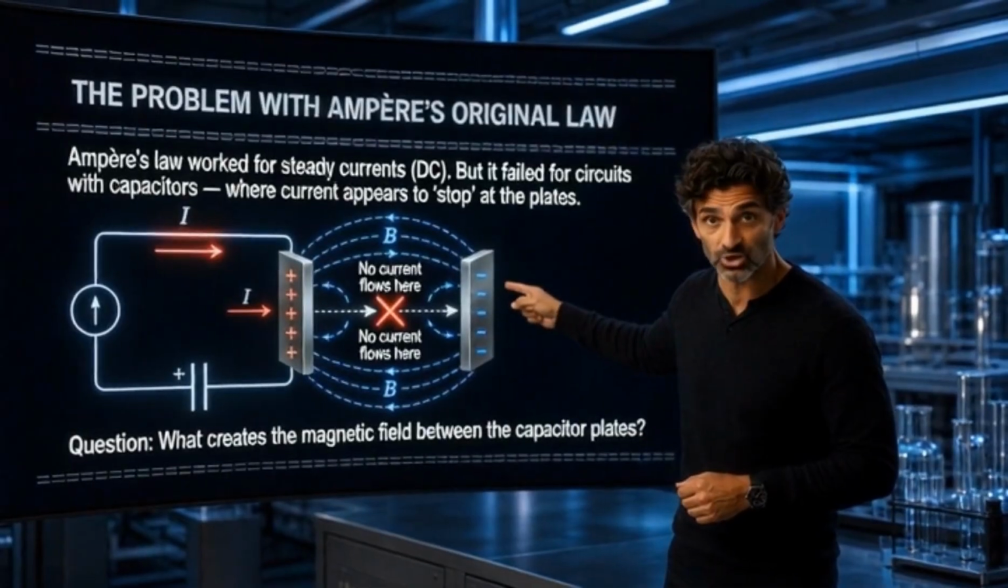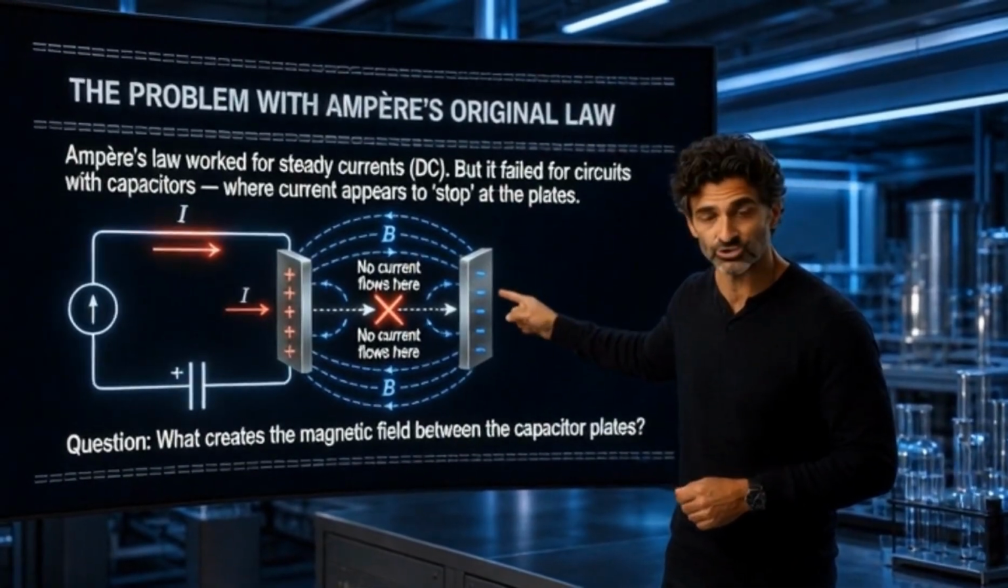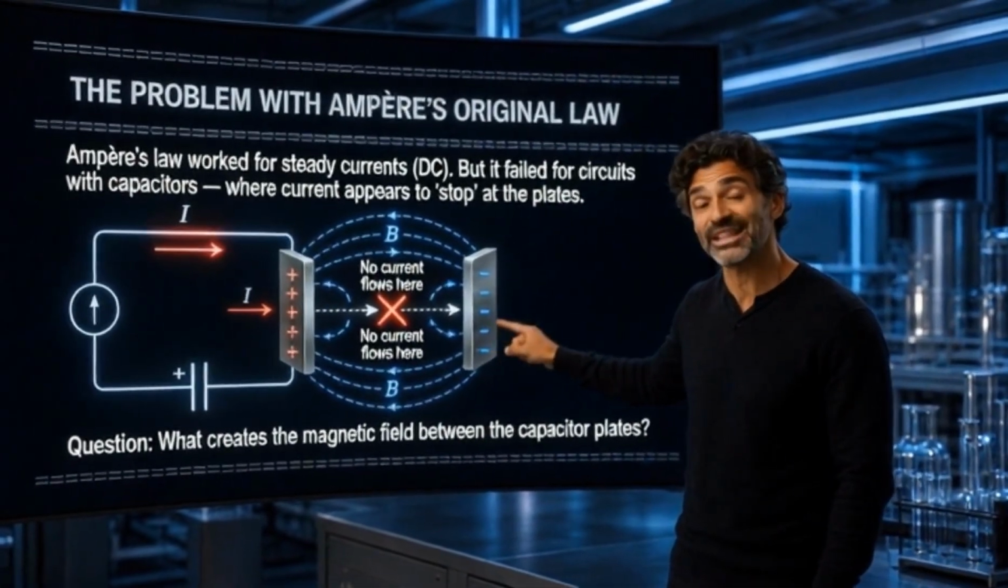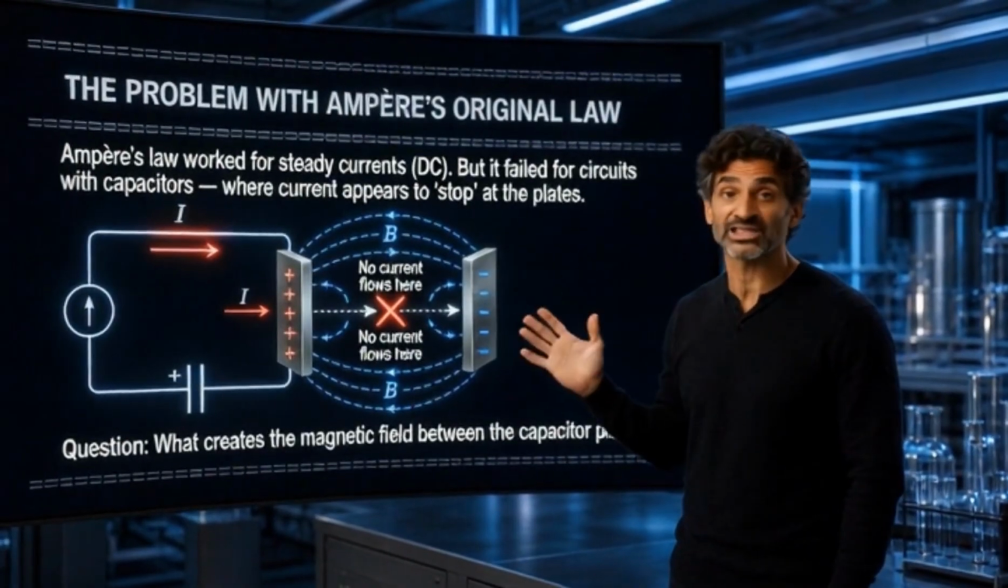Ampère's law worked for steady currents, but it failed for circuits with capacitors. The current appears to stop at the plates, but a magnetic field still exists. So, what creates that magnetic field?